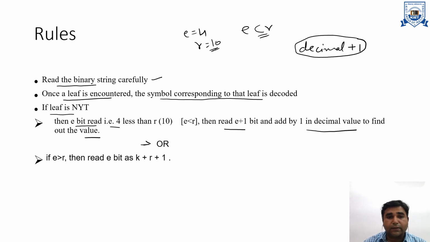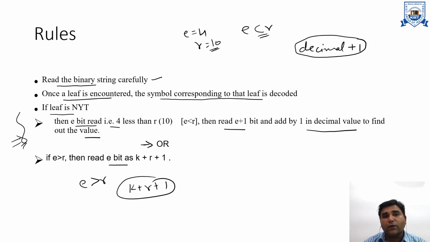The second condition is if the value of e is greater than r, then we just read the e bits and represent it as k plus r plus 1. So these rules will be applied to decode our message.